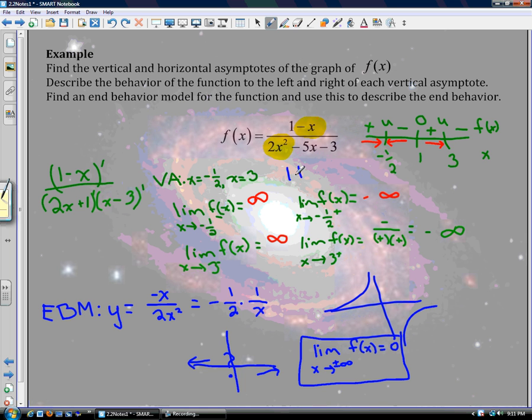So let me stick this up here. Horizontal asymptotes of y equals 0. Sorry about that. It relates more to the end behavior model, so it makes sense to have that later.